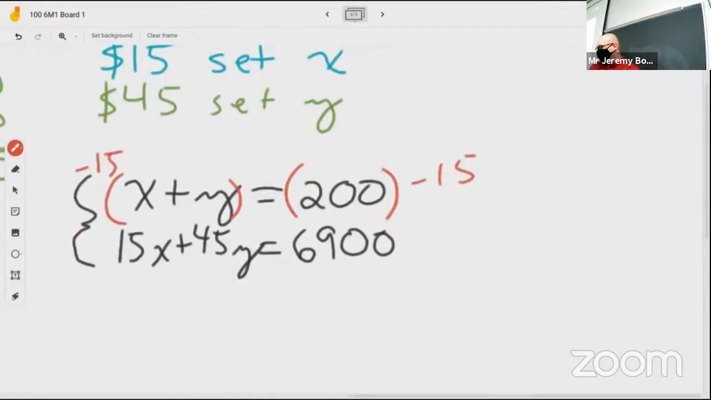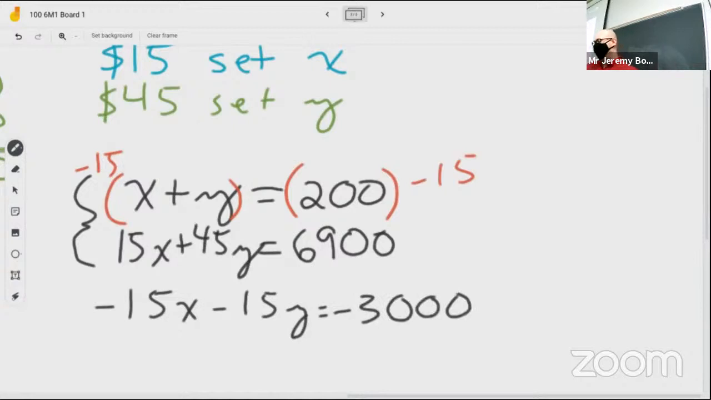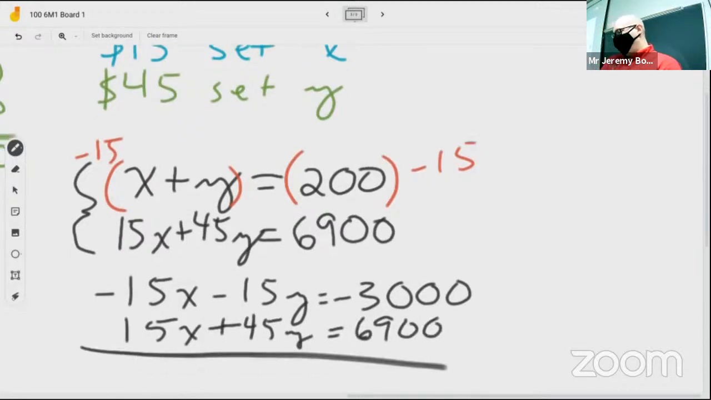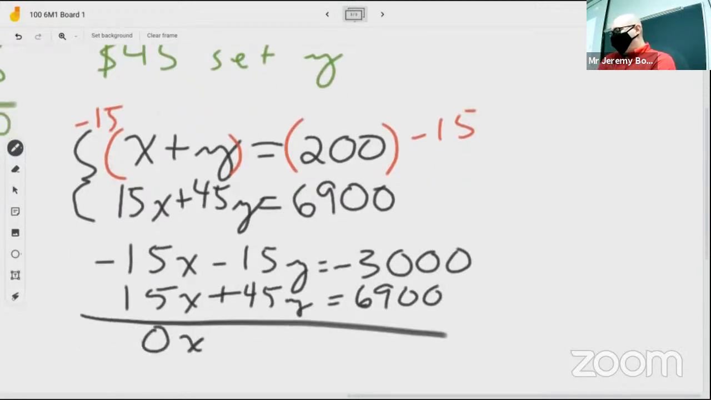So we're going to end up with, let's go back to Y. Negative 15x minus 15y is equal to negative 3,000. Is that right? 2 zeros, 30, yeah. Let's rewrite the other one below it. 15x plus 45y is equal to 6,900. And we're going to add those up. So we're going to have 0x plus 30y is equal to 3,900.